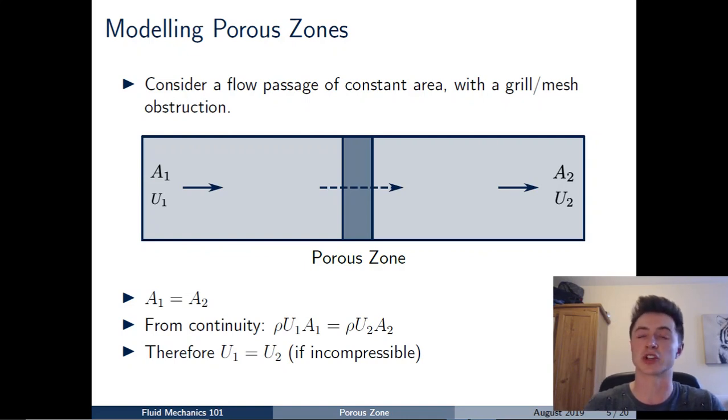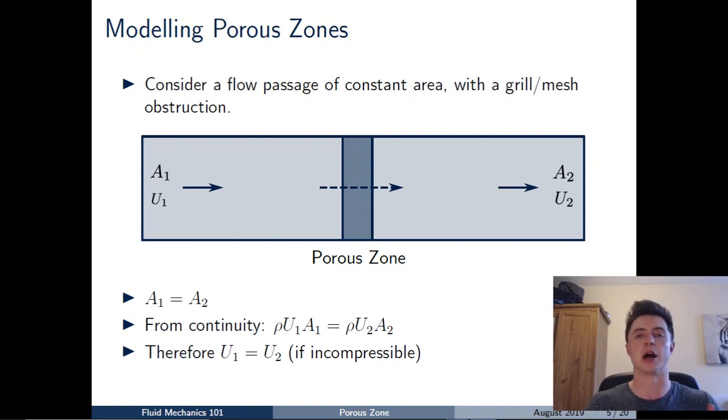Now, this flow passage has a constant area. So the area A1 at the left is equal to the area A2 at the right, which is also equal to the frontal area of the porous zone in the middle. If you apply a continuity or mass conservation argument, then you know that rho, the density, times U1 A1 is equal to rho U2 A2. Because the areas are the same, then at least for an incompressible flow scenario, U1 must be equal to U2. So the volume averaged velocity at the inlet is equal to the volume averaged velocity at the outlet.